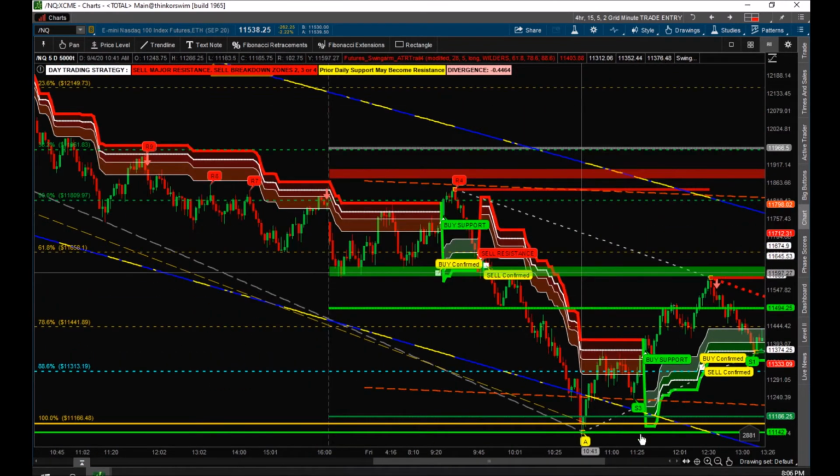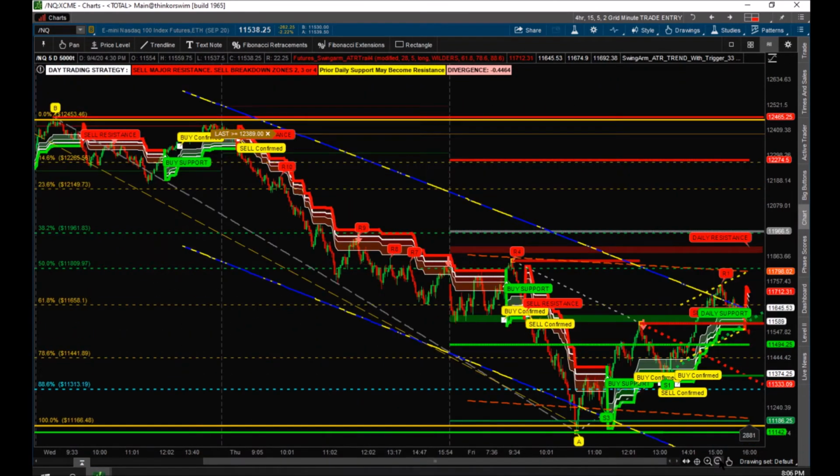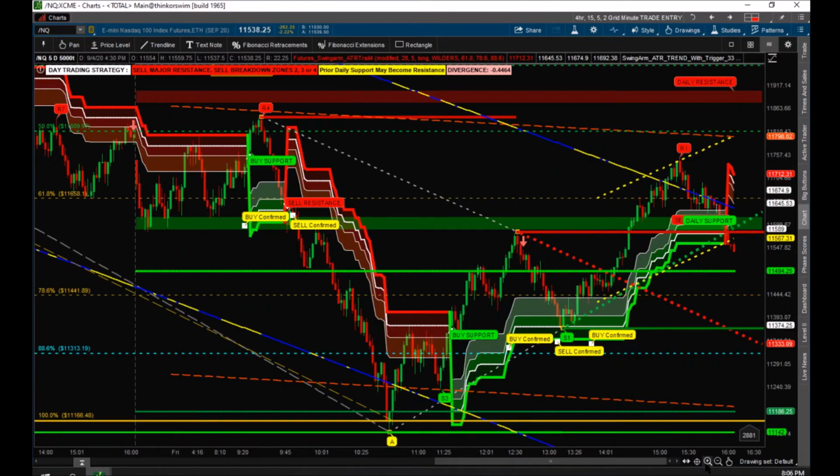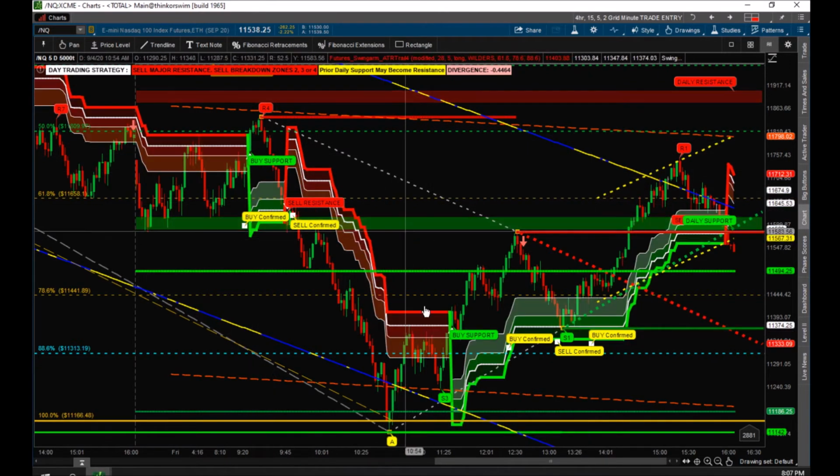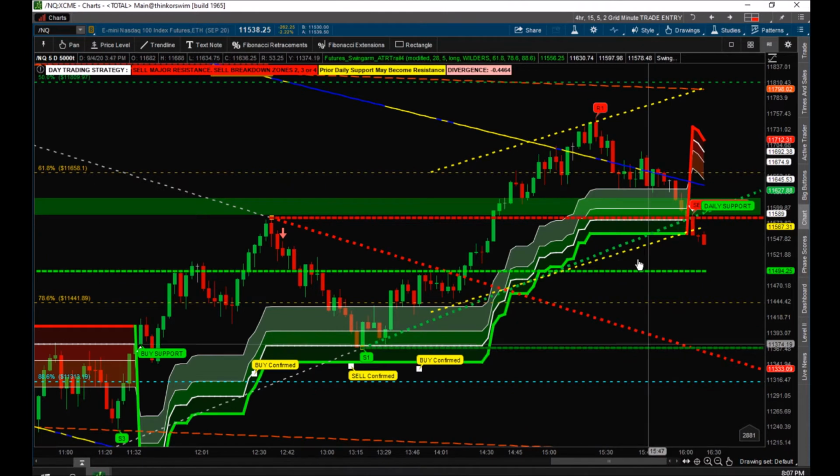So this is a 500 tick chart. All these are different studies, and some of them are useful. Again, this is something that you have to kind of find what works for you.